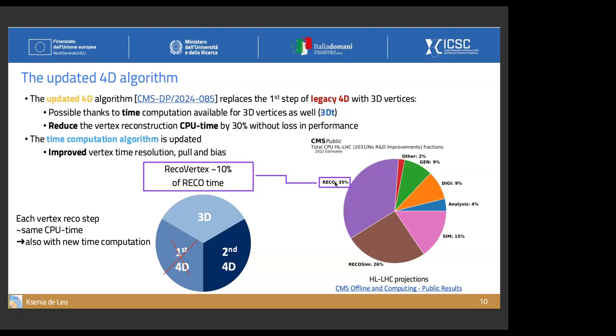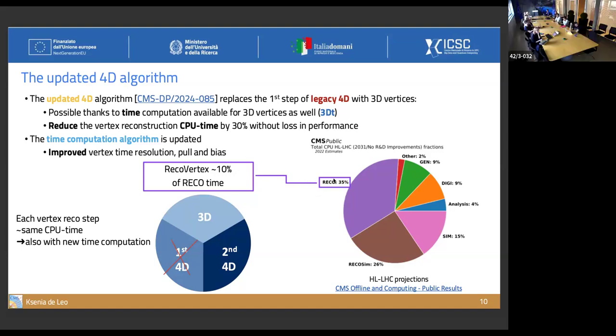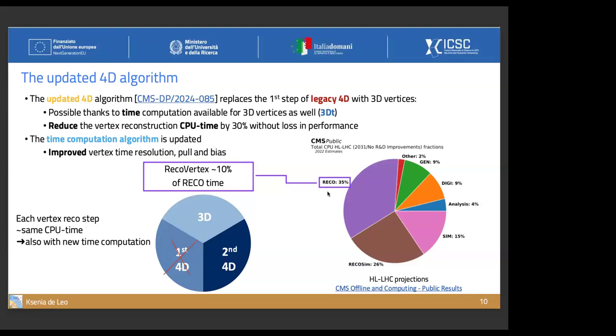Maybe it's not entirely clear. The total CPU reconstruction is 35%, and of these, 10% is reconstruction of vertices. So it's 10% of the 35%. Okay, so it's a much smaller fraction. And this is the total reconstruction time, not only track reconstruction. This is for all objects you have on the right. Okay, got it. Thanks.